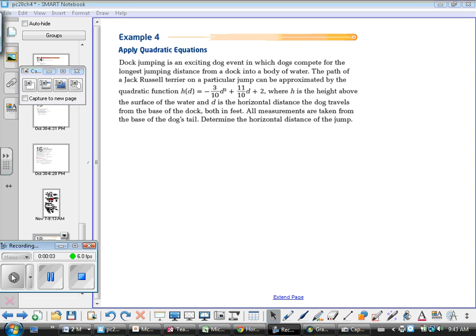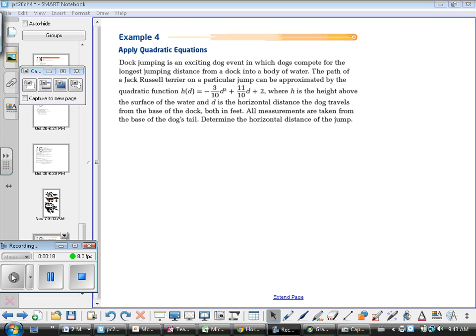Okay, here's an example of an application of a quadratic equation. We've already seen a few of these, but we graphed them, and now we're going to use factoring. Dock jumping is an exciting dog event in which dogs compete for the longest jumping distance from a dock into a body of water.